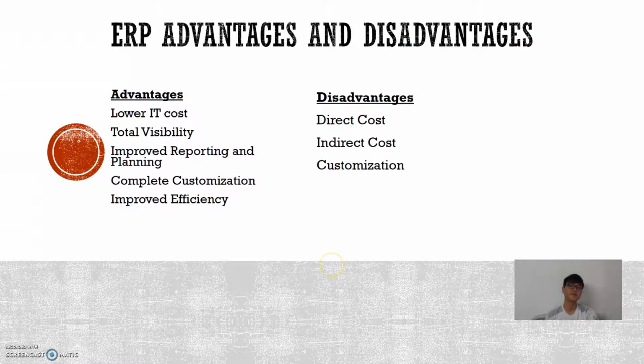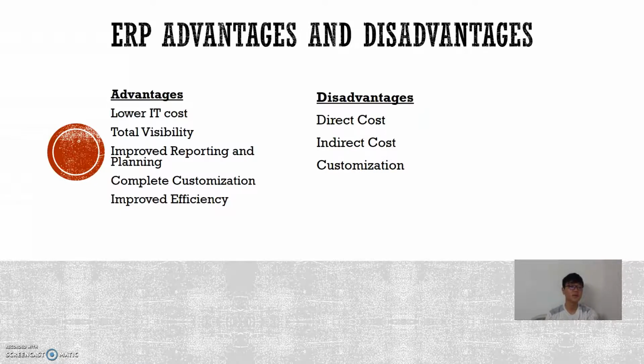Next is ERP advantages and disadvantages. The advantages include lower IT costs, total visibility, improved reporting and planning, complete customizations, and improved efficiency. The first one, lower IT costs. One simple reason to do an ERP implementation is to lower IT costs and improve efficiency. Having a unified ERP system can greatly lower IT-related expenses.